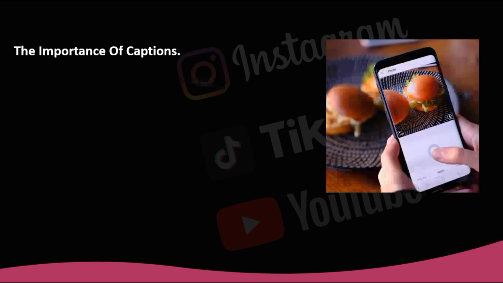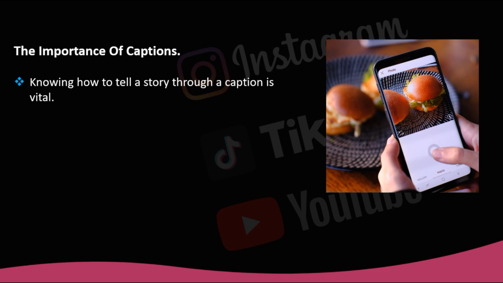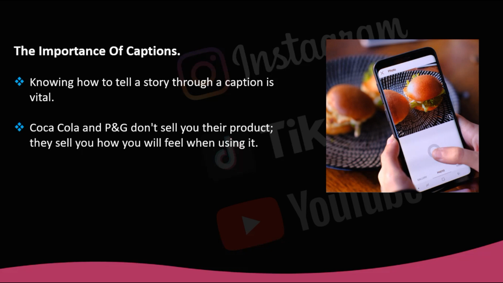The importance of captions. Knowing how to tell a story through a caption is vital, and it will help you a lot in your strategy to create captions that will hook your followers. It is a powerful tool that is available to all influencers and whose limitation will reside in the creativity you decide to have. Look at 2 examples of brands that have managed to slip into the mind and heart of the consumer, Coca-Cola and Pank. They don't sell you their product, they sell you how you will feel when using it.